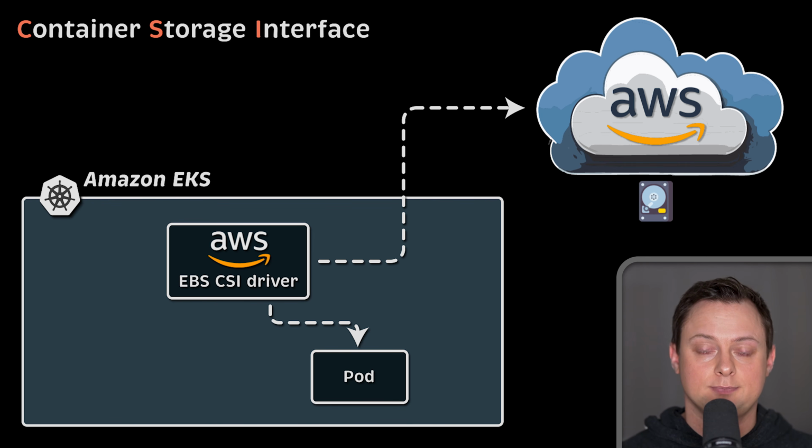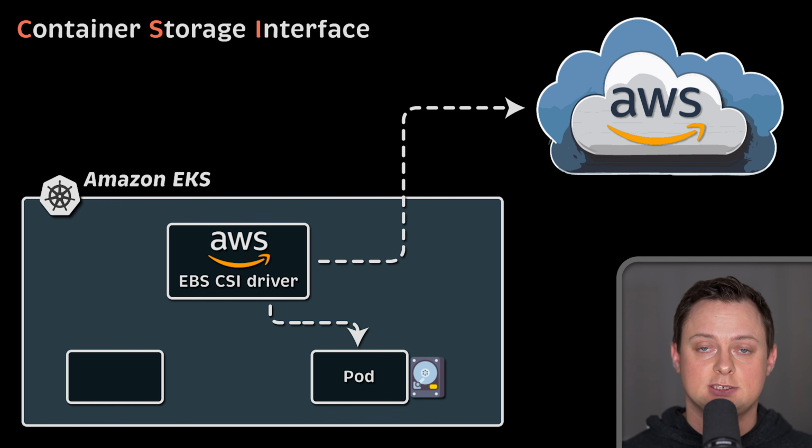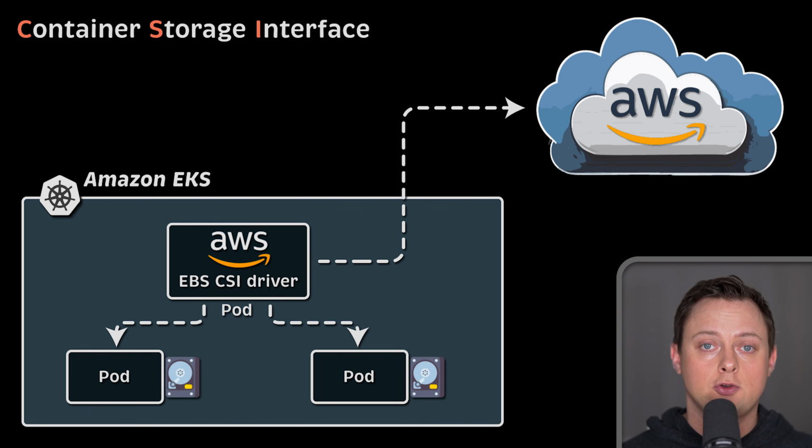With CSI, storage vendors no longer need to write code in Kubernetes itself. This interface allows them to develop storage plugins independently and deploy those drivers to Kubernetes using Kubernetes primitives, such as Kubernetes pods.